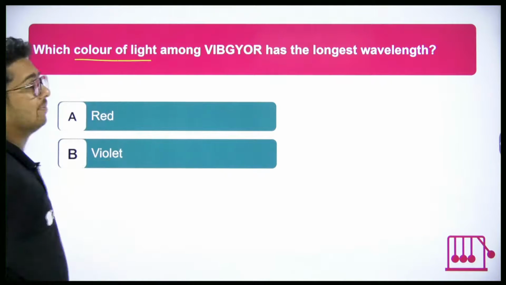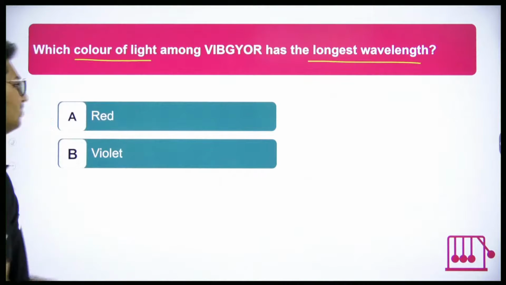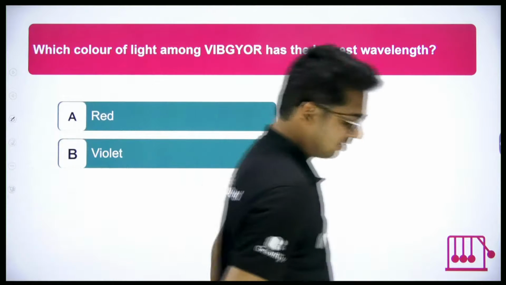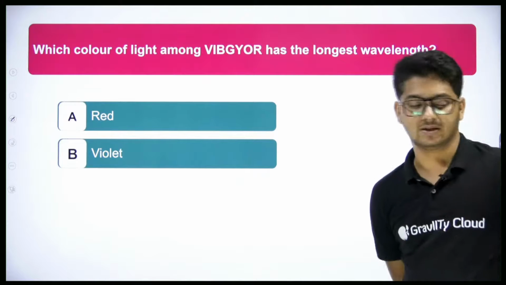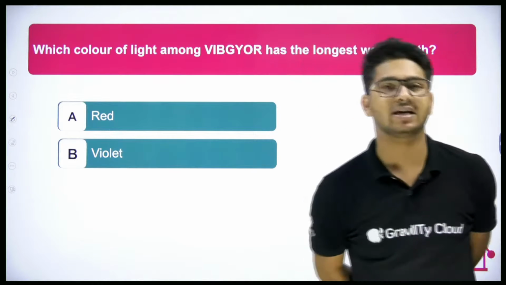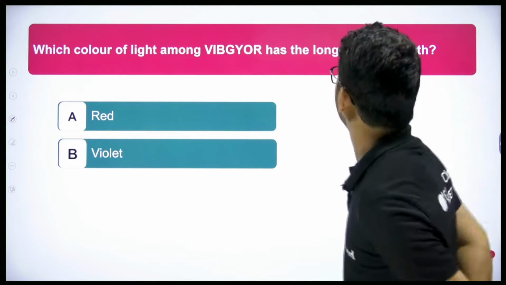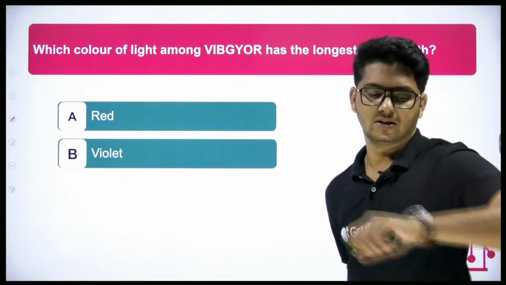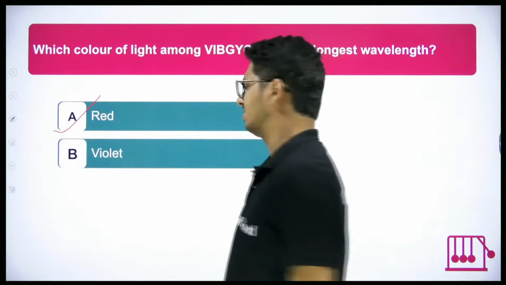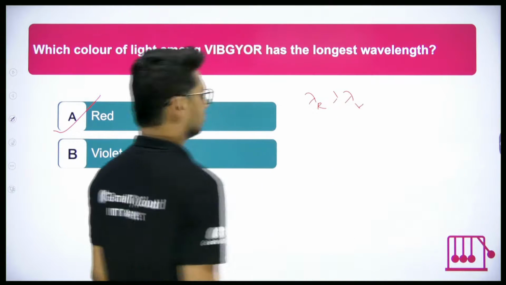Which color of light among VIBGYOR has the longest wavelength? This is something which you have to remember. So which of them has the longest wavelength? Red or violet? So 10 seconds. Red or violet? Which of them has the longest wavelength? And the answer is red color. That's it. Remember it. It's a simple remembering point. Wavelength of red is greater than wavelength of violet.